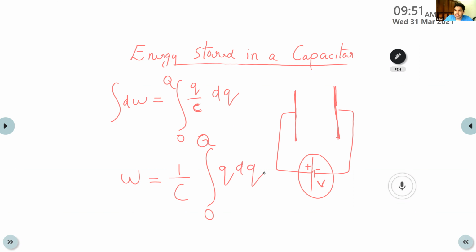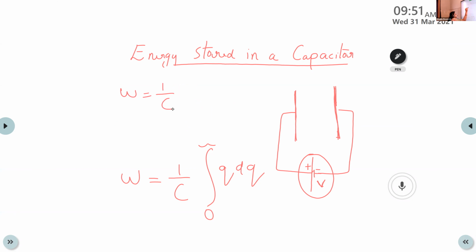Ma'am, can you say again why we took 1 by C outside? Because the C, the capacitance, is not a variable here, so we don't need to integrate it. It is a constant value, so we take the capacitance outside. So it becomes 1 by C into integral 0 to Q, Q dQ. Now we want to integrate the function Q dQ only.